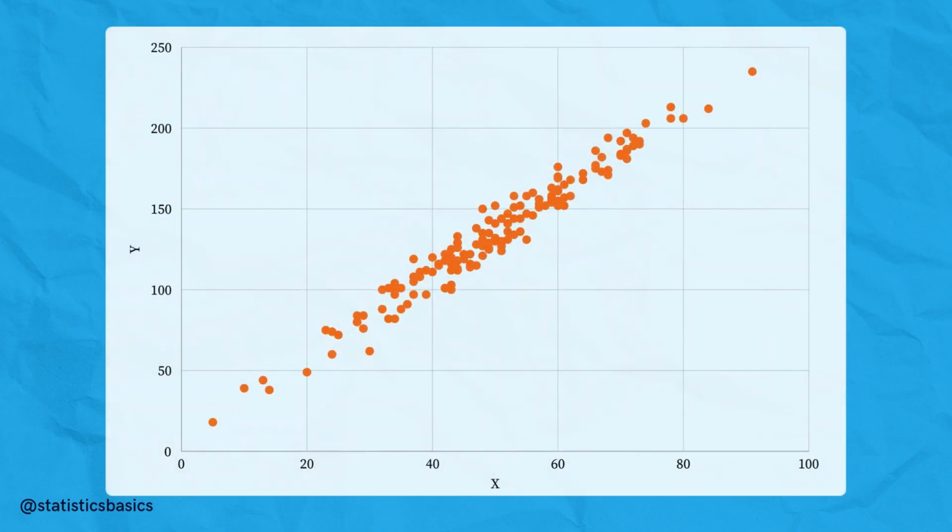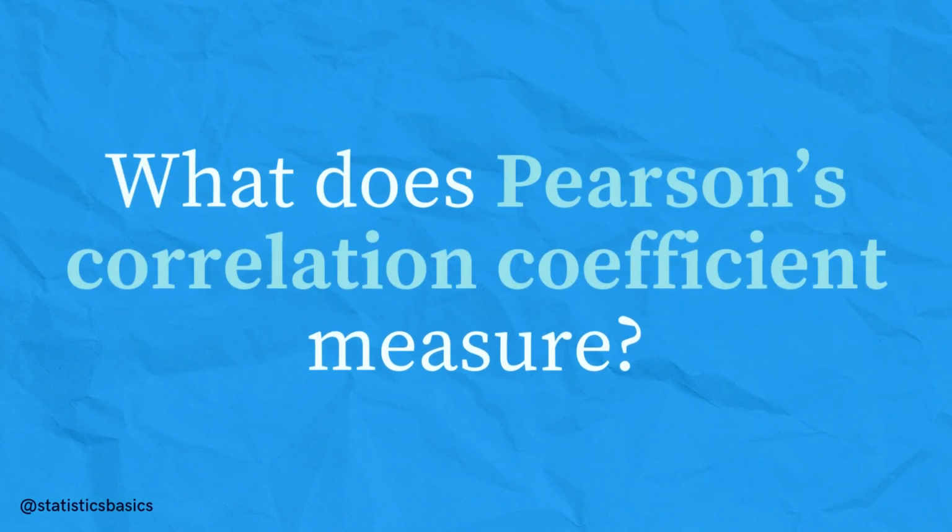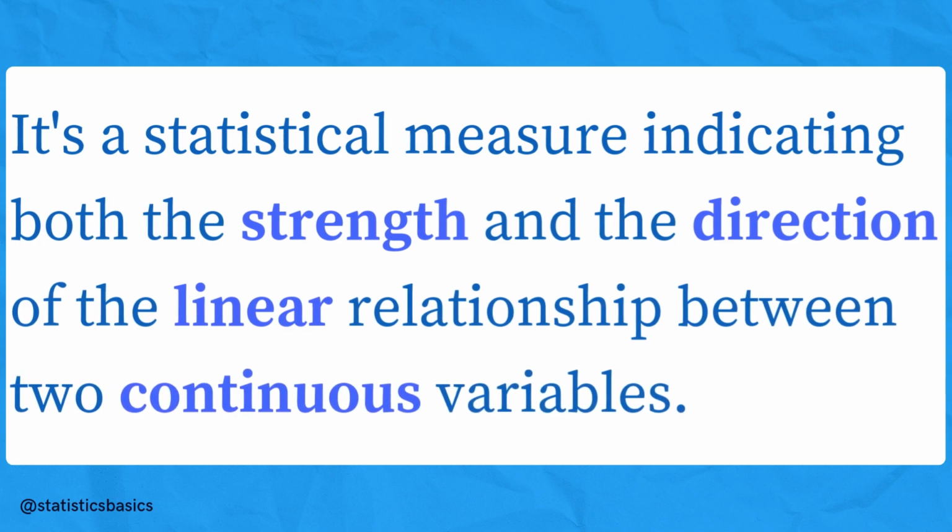When we want to assess how well the relationship between two variables can be represented by a straight line, Pearson's correlation coefficient is used. It's a statistical measure indicating both the strength and the direction of the linear relationship between two continuous variables.